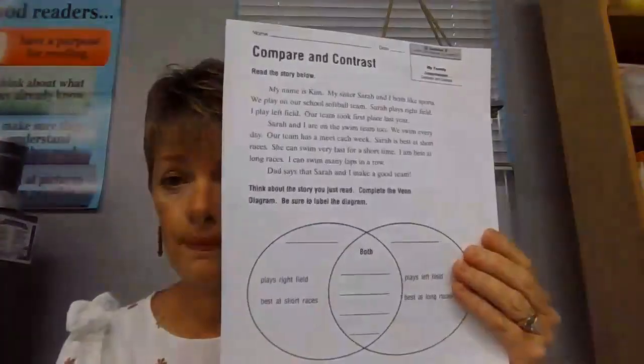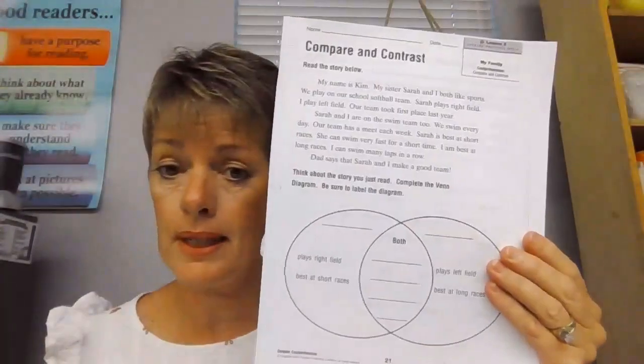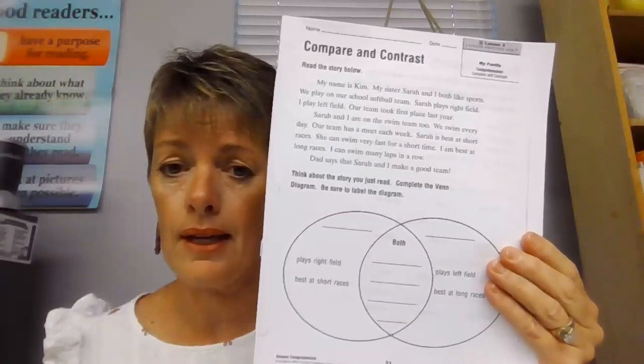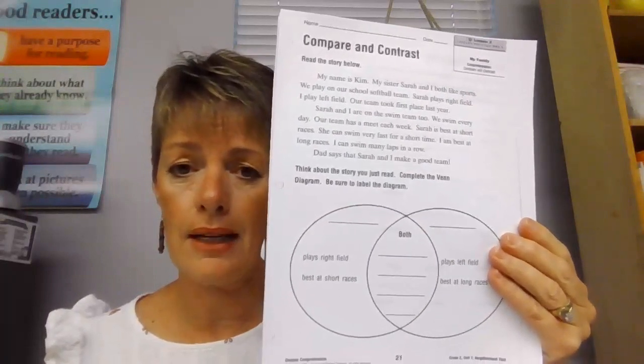Okay. On the other side, I want you to pause it now and finish that part, okay? Finish that side. Now we're going to go to the other side. So your first side should be done now, and now we're going to go to the other side. This is where we see the Venn diagram.